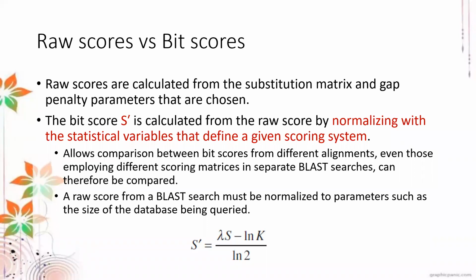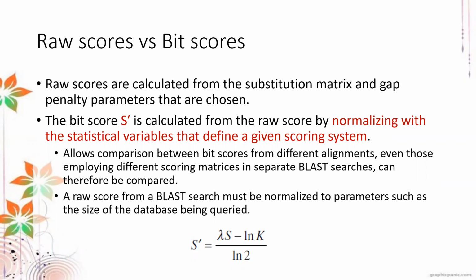Therefore, the bit score is much more accurate and much more reliable than the actual raw score. Why? Because it allows you to compare bit scores from different alignments, even those from separate BLAST searches. So if you have varying parameters, for instance, if you search different databases, you can then compare the scores from these different searches. So bit score allows you this comparison. So this is the normalization of your BLAST score.